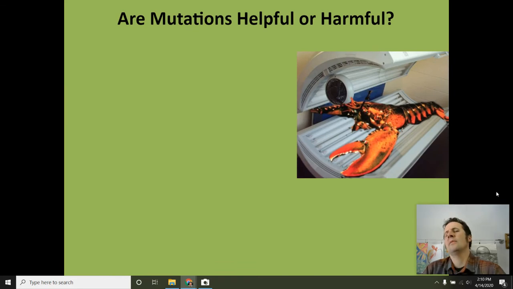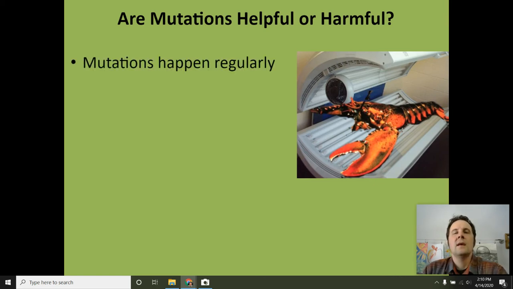So you might be asking, well, Mr. Lane, are mutations helpful or harmful? And my answer would be like, well, that depends. They happen regularly. When we talked about DNA replication, we know that polymerase comes through and makes the new DNA, but that polymerase is not perfect. In fact, every time you replicate your DNA, you acquire about 30 to 40 new mutations.